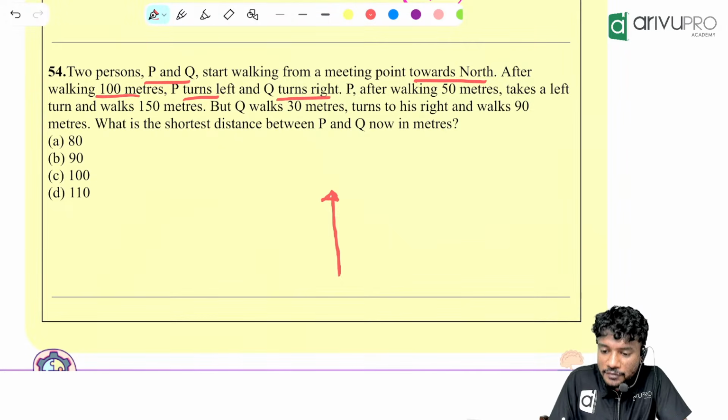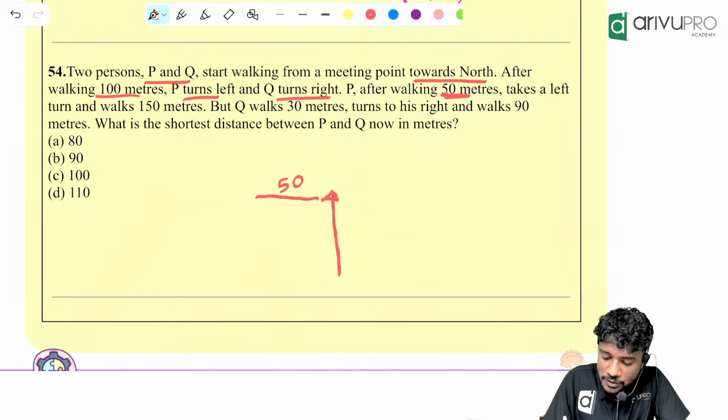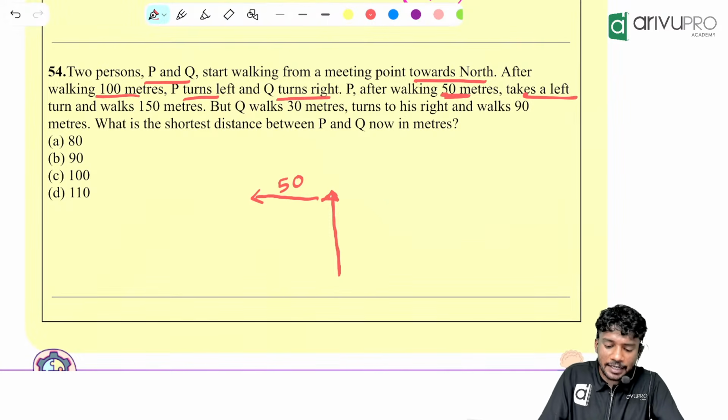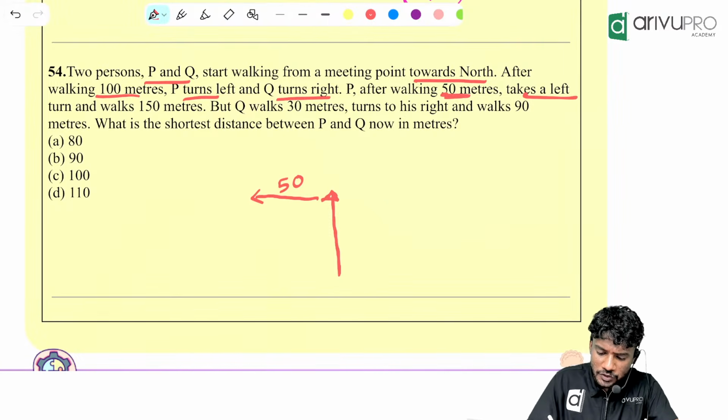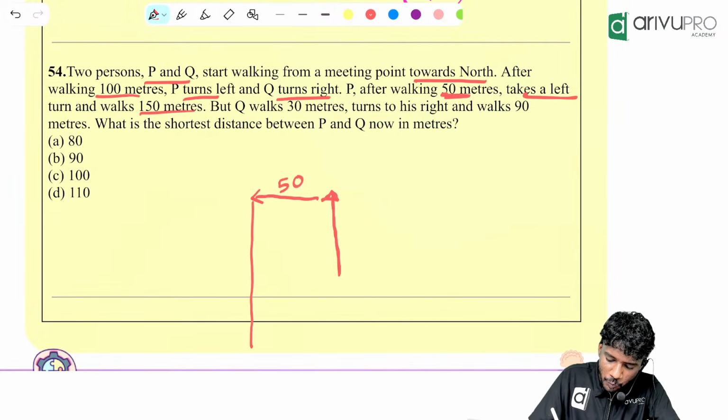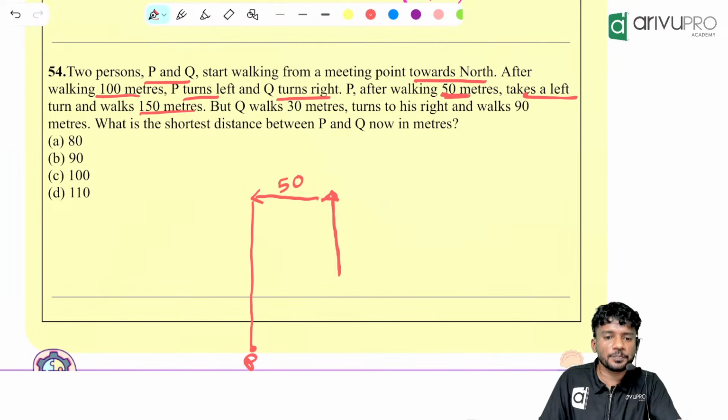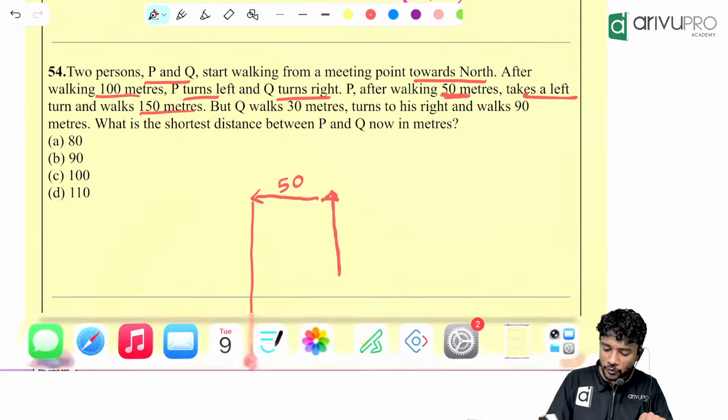P turns left. Left of north is what? West. P walks how many meters? 50 meters P walks. So currently P is over here. Then what happened? Takes a left turn. Left of west is what? South. And walks how many meters? 150 meters. So P is currently over here, at the last place where I denoted P.